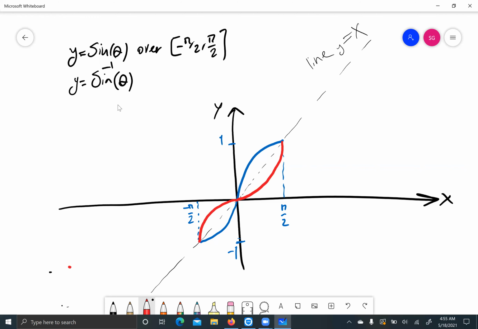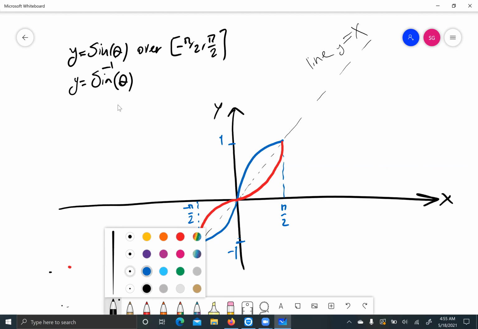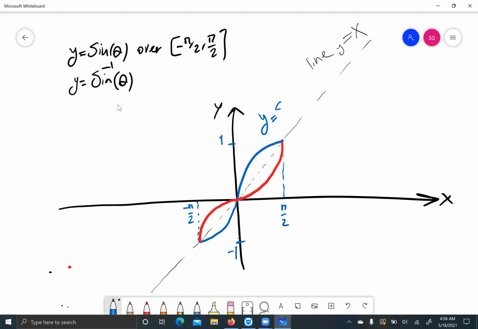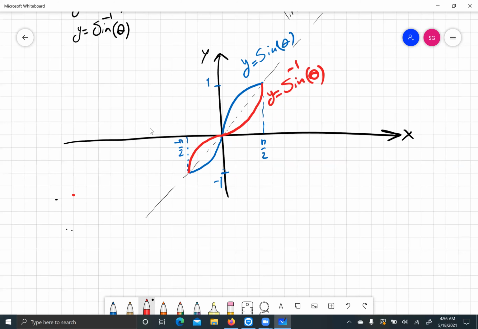In this picture, the blue graph is the graph of sine. The red graph is the graph of sine inverse, because graphically, the inverse of a function is just the mirror image of the original function with respect to the line y equals x. So this is the inverse function.